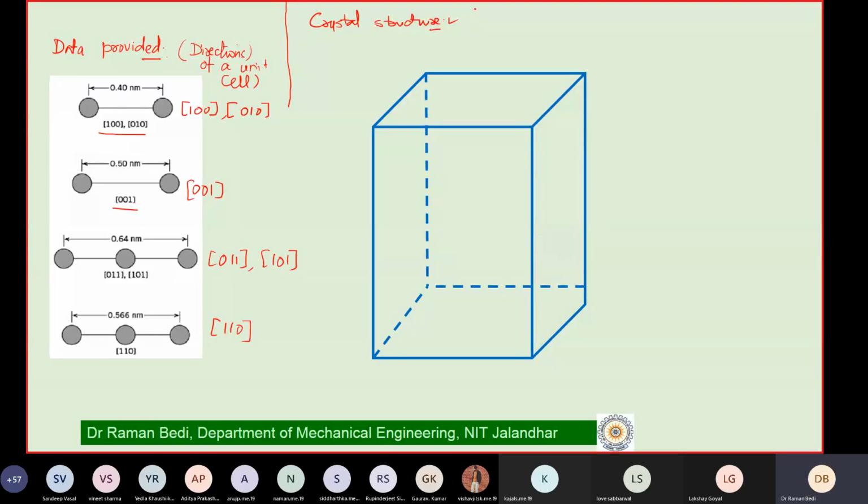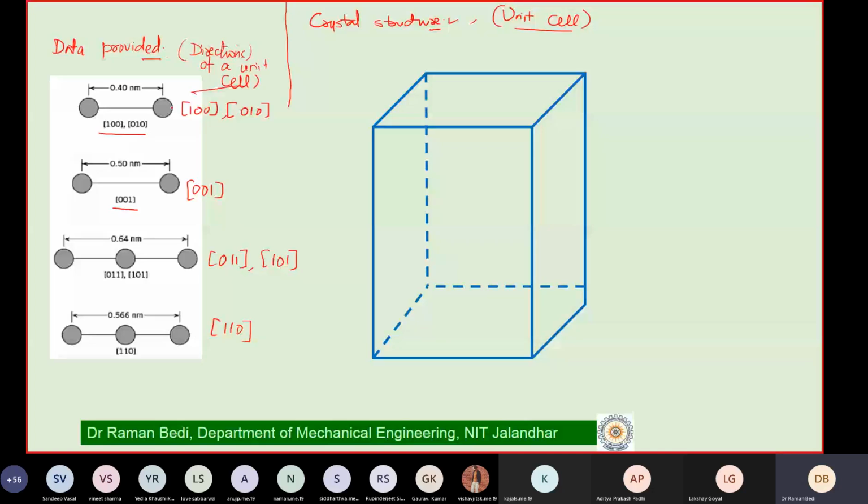We are supposed to find the crystal structure. You are supposed to create a unit cell before doing that. So we will try to create the unit cell here using these dimensions which are provided to us. The problem is clear? Yes, sir. Okay. So the problem is clear: we want to create a unit cell and then identify which crystal structure this is representing. The dimensions in these directions are shown to us.